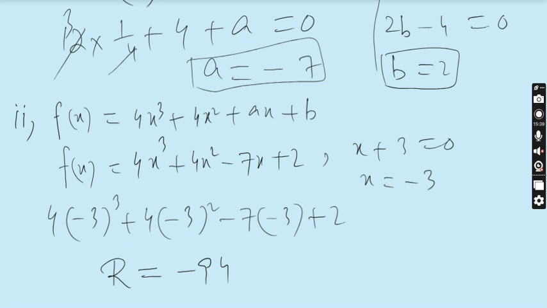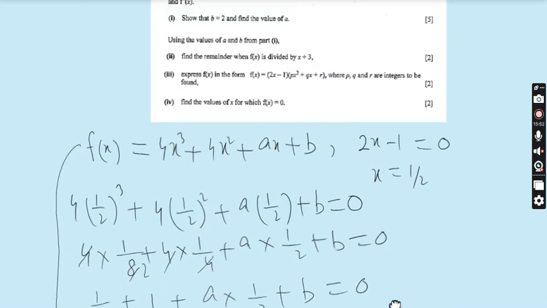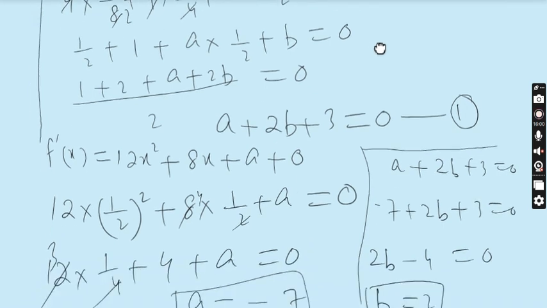You can easily simplify 4 into minus 3 cubed plus 4 into minus 3 squared minus 7 into minus 3 plus 2. So this is the answer of part 2. R is equal to minus 94. Move to part 3. Express f(x) in the form of (2x minus 1)(px squared plus qx plus r). Very easy.